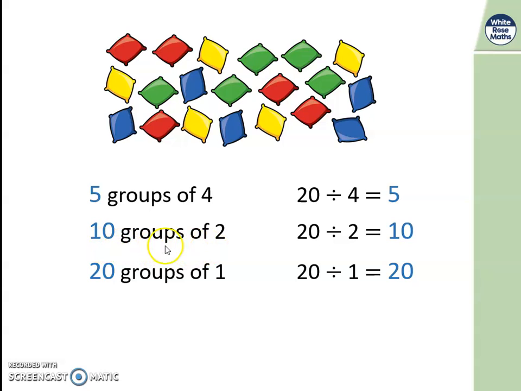Groups of 10, we can work that out by grouping it into 2s. So if we group all the pillows into 2s, we will have 10 groups. And 20, if we circle each group into 1s, we will have 20 groups. So 20 divided by 1 equals 20.